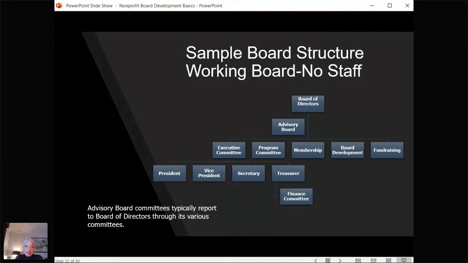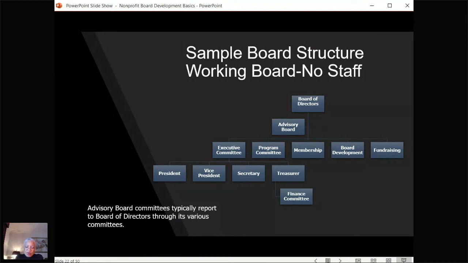So again, this is a working board. There's no staff. The board is doing all of the work. And I mentioned that this is usually for new boards. Yes, true, but there are some organizations that have been around for 20 and 30 years, and they still don't have staff. This is true of, say, block clubs and other organizations. They're all volunteer and no staff.